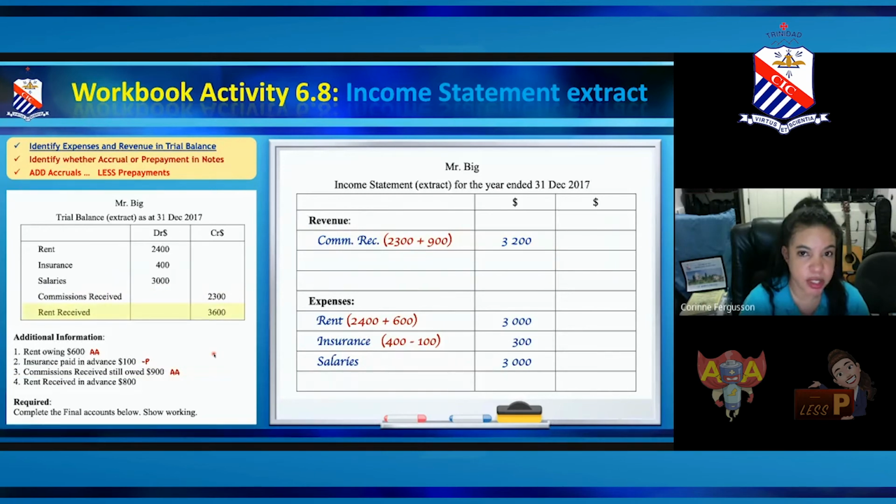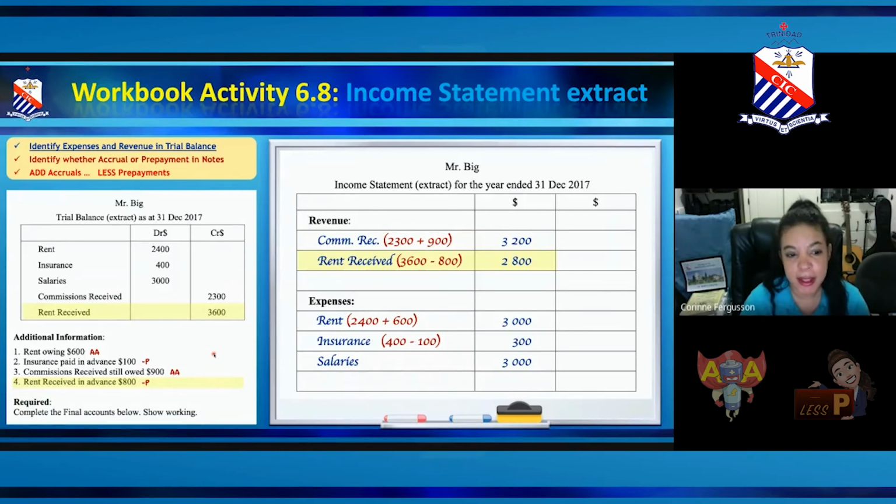Last one, rent received, 3,600. Check below in your notes. Yes, there is an adjustment. It's in advance, which is a prepayment, and you less prepayments. So you less your prepayment, and what you end up with, going to your income statement under revenue, is 3,600 from the trial balance less the prepayment of 800, 2,800. That is your answer for rent received.